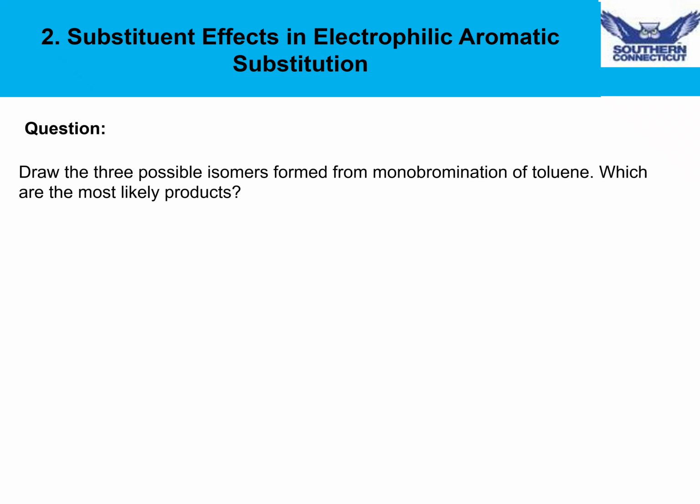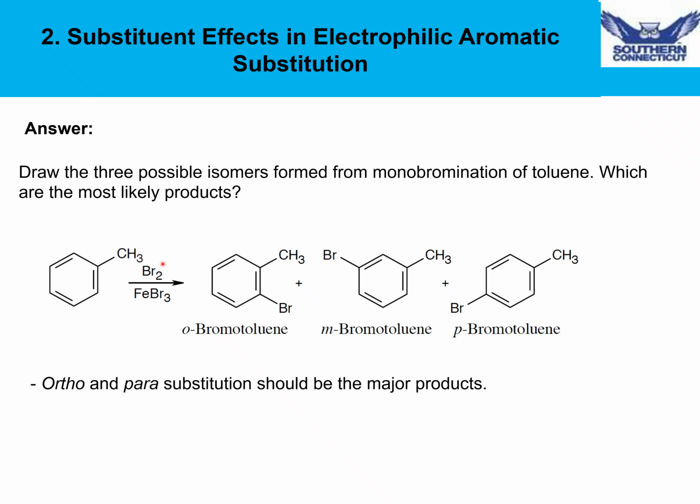In this question, we're going to predict the 3 possible isomers that would occur from the monobromination of toluene, and then we're going to predict which is the most likely product from the 3. This question is basically asking us to draw the ortho, the meta, and the para substituted products once we add bromine to toluene. So Br2 and iron tribromide would add a bromine to either the ortho, meta, or para position, giving us these 3 isomers.